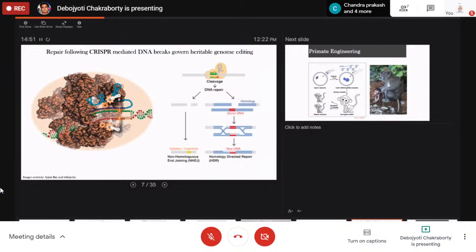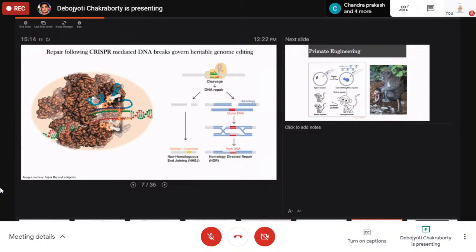On the other hand, if you put in a specific DNA template which has the correct version of the mutation that you wanted to correct, then you can actually introduce this small piece of DNA precisely at that location where the DNA break has happened. And that's how homology directed repair, a very precise mutation correction, is done.